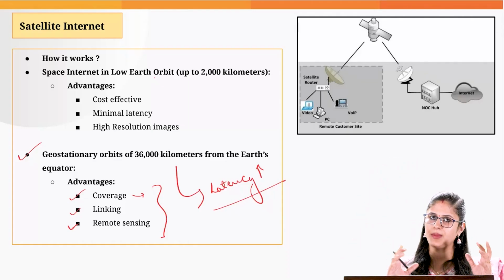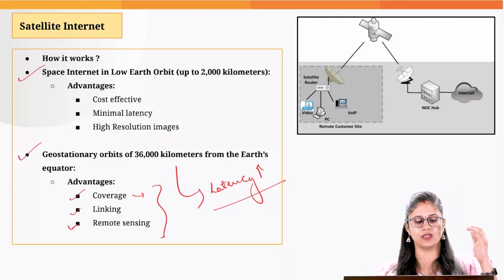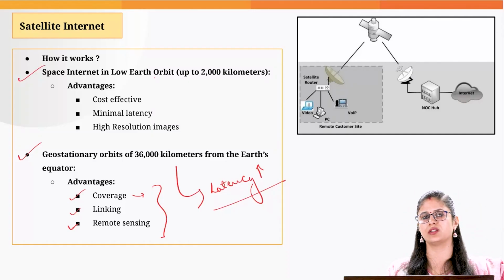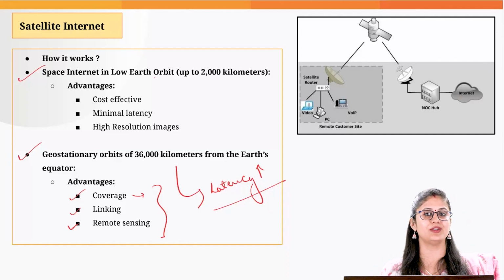Okay, so these are the benefits and the disadvantages when it comes to the satellites which are placed in lower earth orbit or in the geostationary orbits for providing satellite based internet services. That's all that we need to know with regard to this particular topic. Let's move on to the next one.